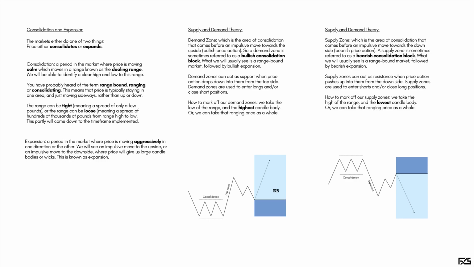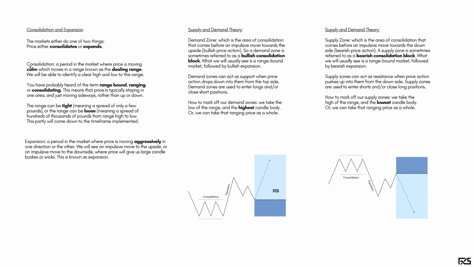So if we start on the left here, the markets either do one of two things. Price either consolidates or expands. Now, if you come from previous strategies, you may know this as impulse and correction. So the correction would be the consolidation phase, and the impulsive phase is known as the expansion.